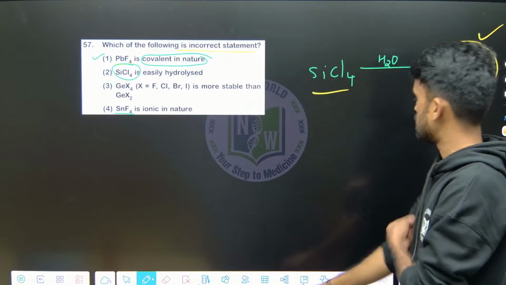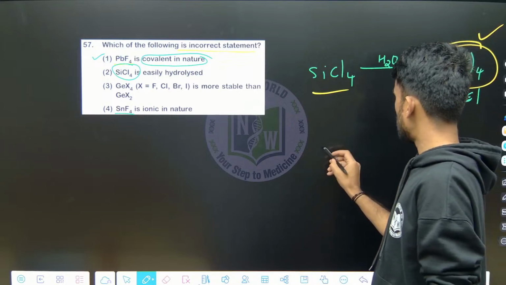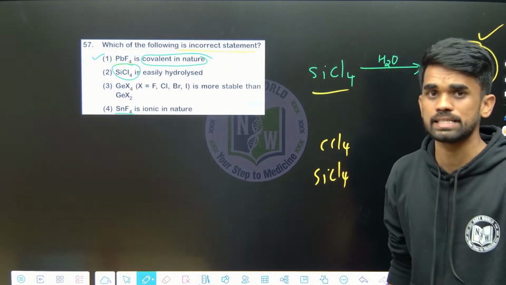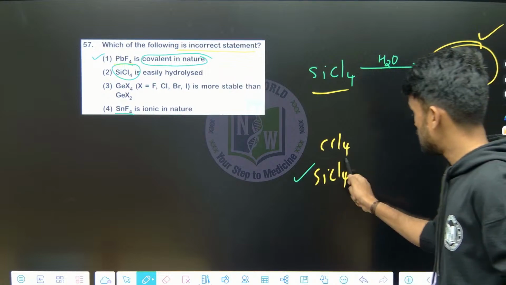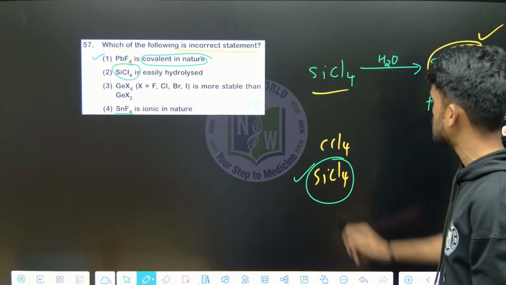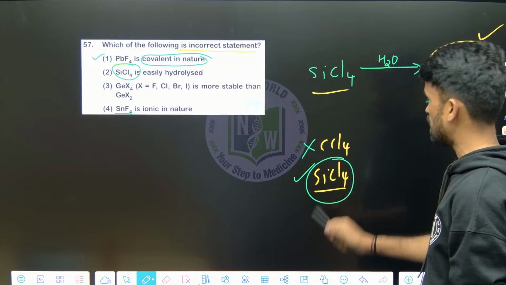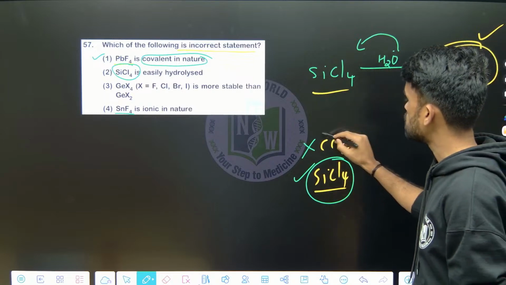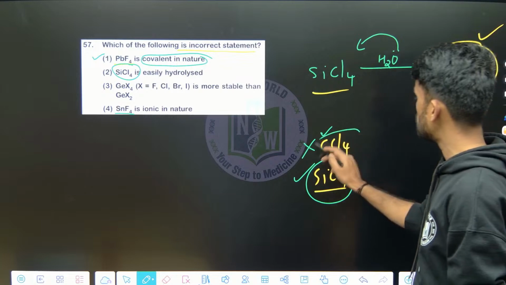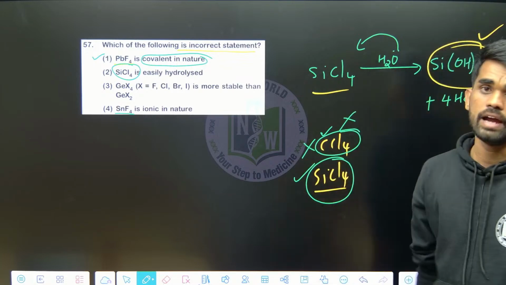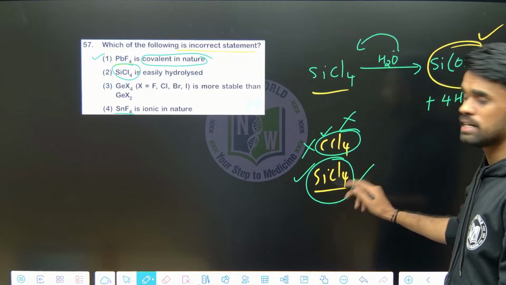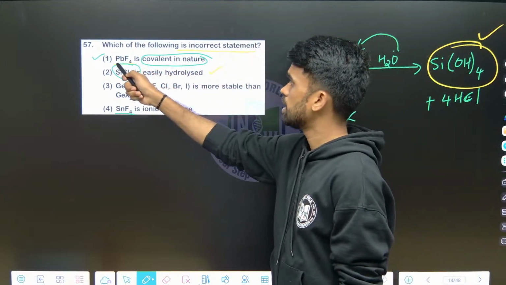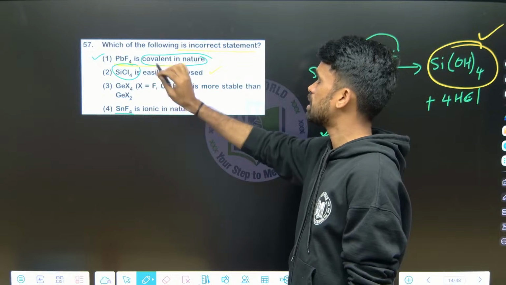Now the question is like this. They will include CCl4 and SiCl4. Out of these two, which will undergo hydrolysis? Only silicon tetrachloride will undergo hydrolysis, but not CCl4. Since silicon has vacant d orbitals, it can accommodate the incoming water during this reaction, but there is no possibility for carbon because there is no d orbital, so CCl4 won't undergo hydrolysis. I hope it is clear. The answer for this question is that the incorrect one is PbF4, which is ionic, but they mention it as covalent.